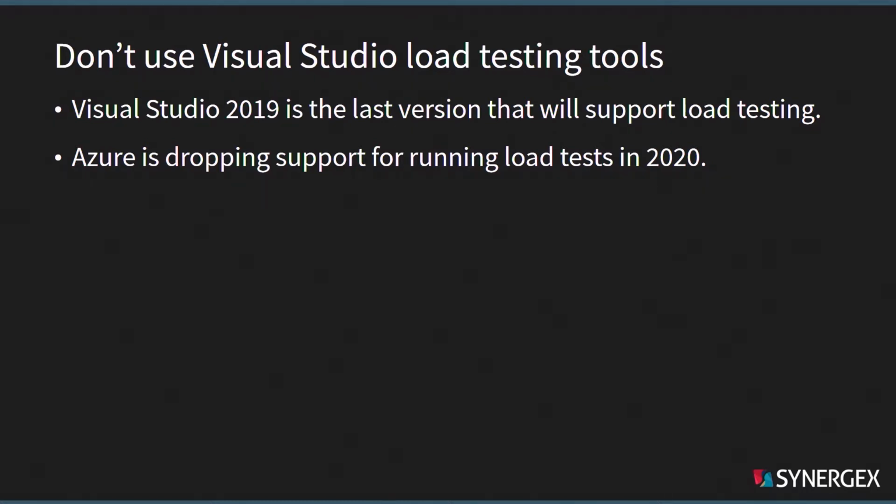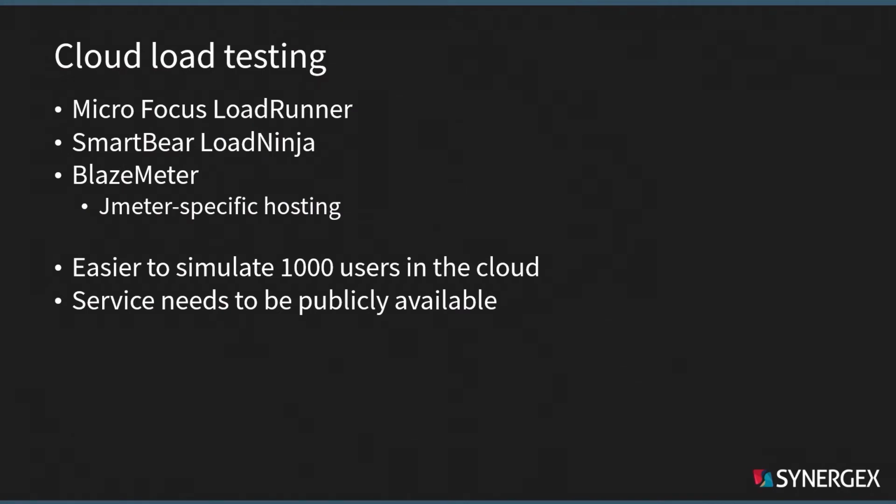Is there a competing product? There are so many competing products. That's why they dropped it. I will mention several of them right here. So Micro Focus has LoadRunner, SmartBear has LoadNinja, there's BlazeMeter, which is one of the many cloud hosting providers for JMeter, and you can use any of them. There's a lot of them.